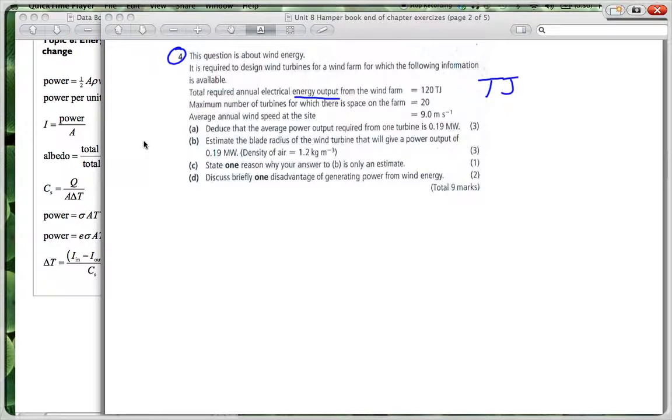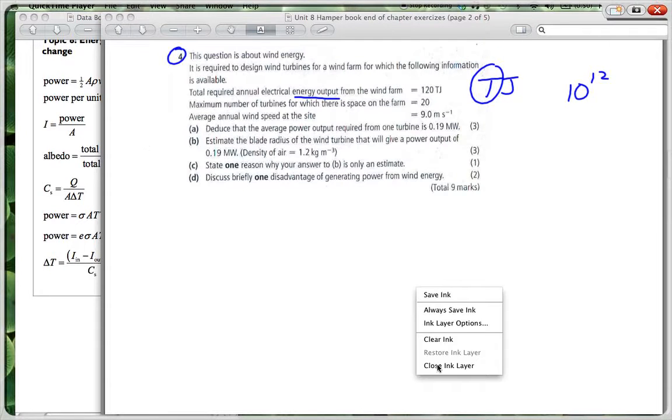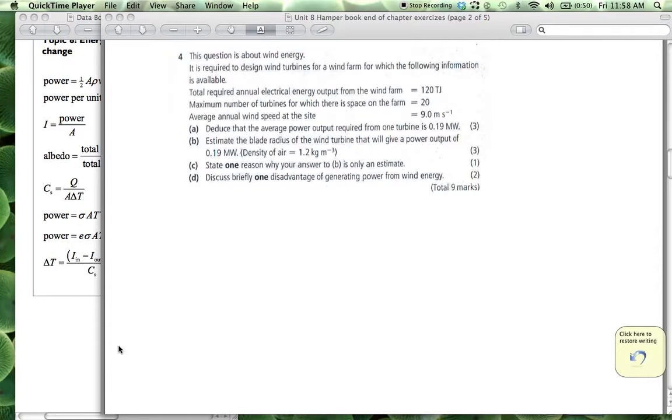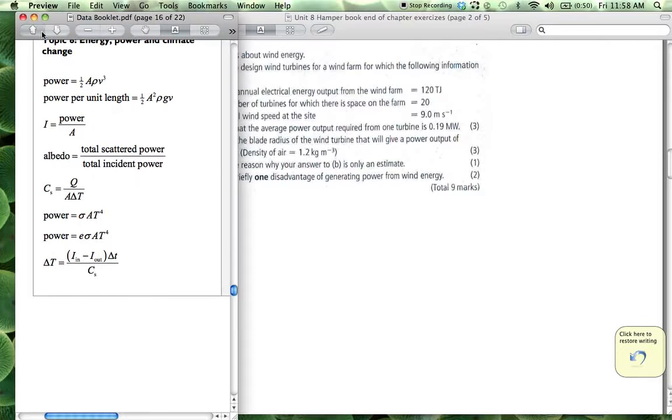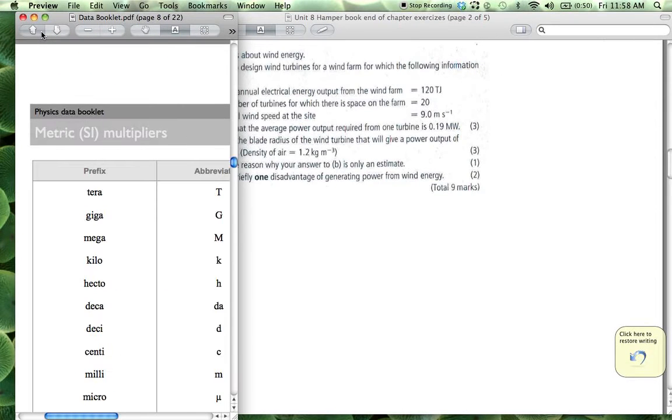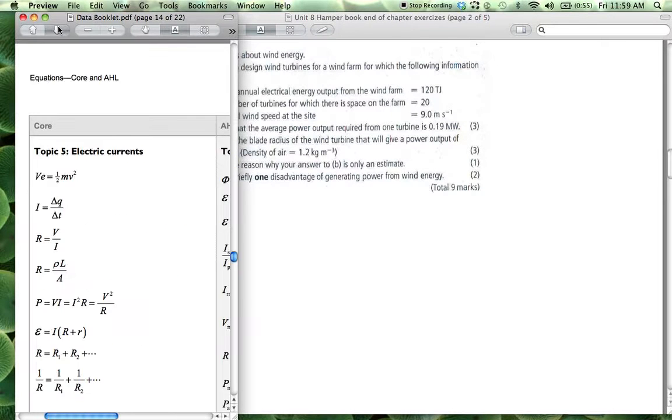Here, the T is a multiplier. It basically means 10 to the 12. If we go to our data booklet and go back a few pages, it says over here it's a tera, so it's 10 to the 12.